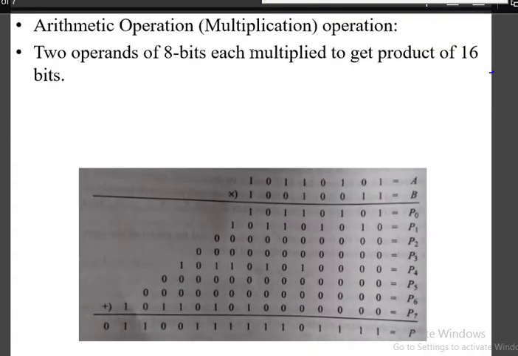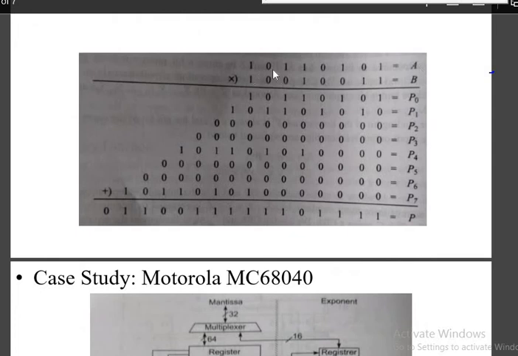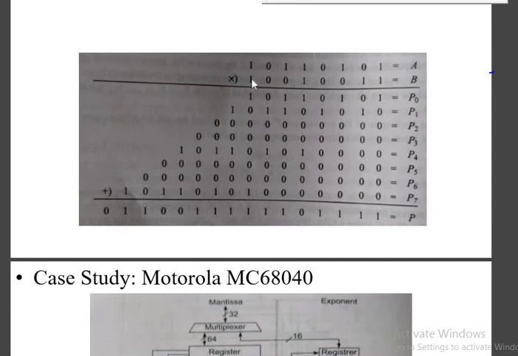Whenever we perform multiplication of 2 values and both the values are of 8 bits, the product will be of 16 bits. Okay, one example let me take. A is 10110101 and B is 100100011. Okay, how do we perform multiplication in our day-to-day life?